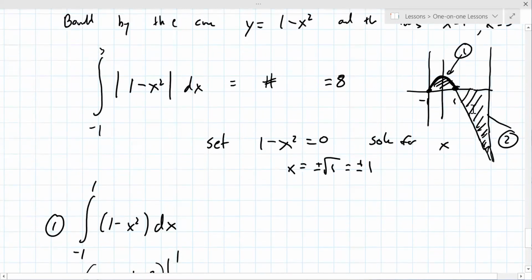Region 2 is the same thing as region 1 that you're integrating. It's just different bounds. So instead of going from minus 1 to 1, you're going from 1 to 3.